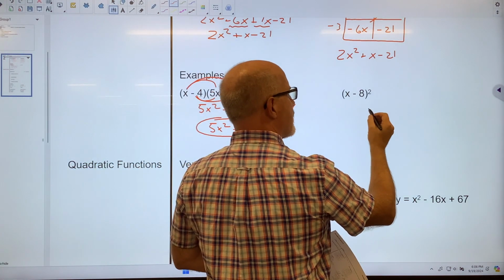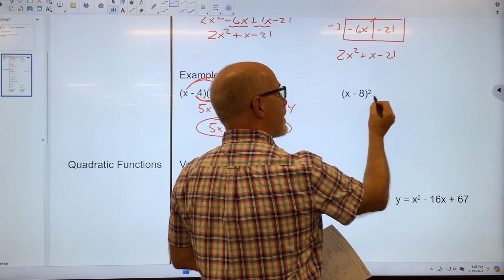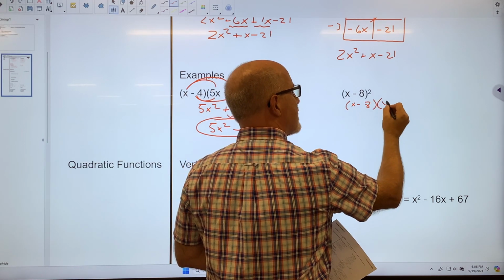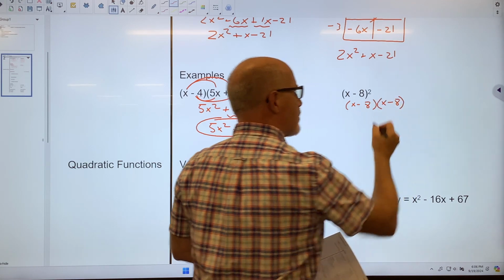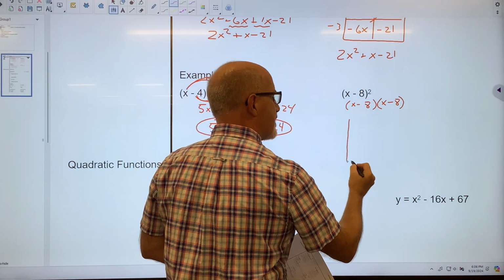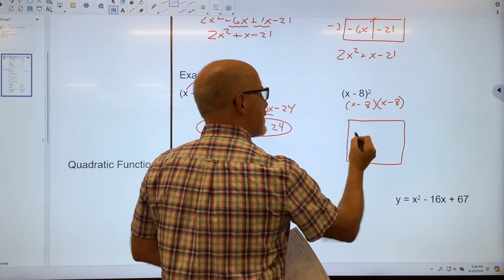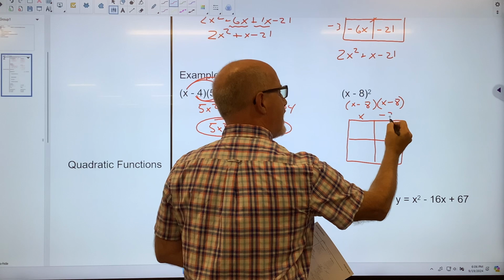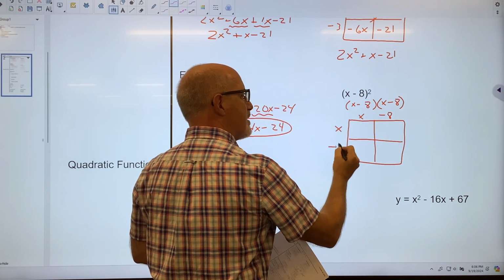Let's do this one. Now I'm going to do this one using the box method. This one, if you expand it out, it's x minus 8 times x minus 8. So that's what x minus 8 squared means. So I'm going to go ahead and list it as the sides of my box. So x and minus 8, and x and minus 8.